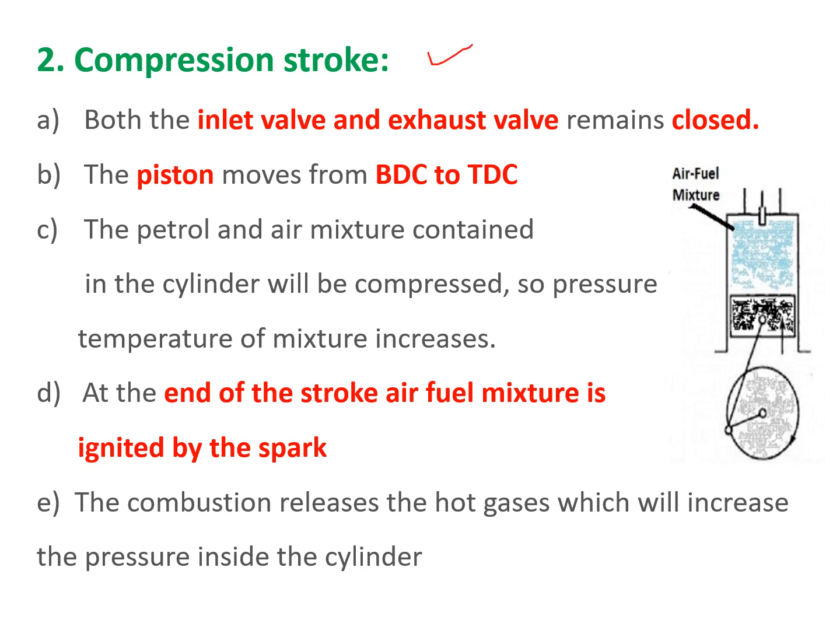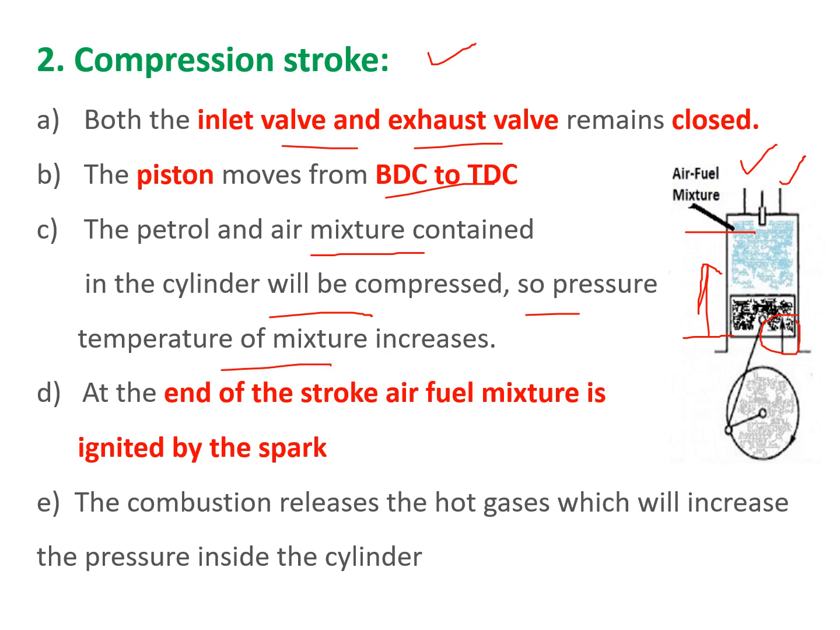Now the second is the compression stroke. When we start the compression stroke, you see the arrow, it means the piston is now moving from BDC to TDC, and the inlet valve as well as the exhaust valve remain closed. You see both the valves are closed during the compression stroke, and the cylinder is already filled with the fresh charge, the petrol and air mixture, and now the piston is moving upward. What happens? The petrol and air mixture contained in the cylinder is compressed, so the pressure as well as the temperature of the mixture increases.